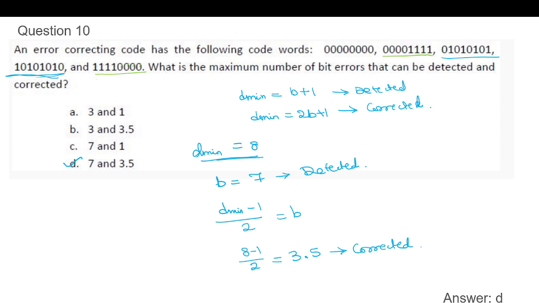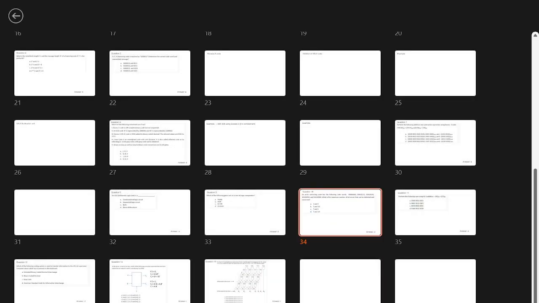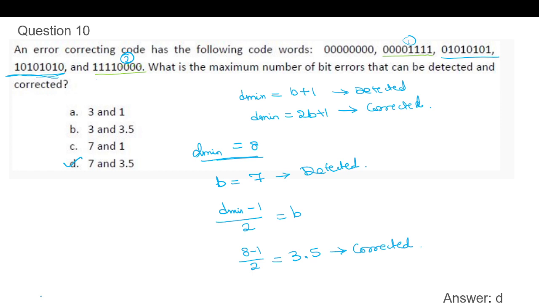Okay. So with this, we have to find d min for the given code. The minimum Hamming distance between this number and this number is the number of ones you get when you perform the bit by bit XOR and add it. So you will get 4 ones plus again 4 ones, so it is 8. And again, if you perform the bitwise XOR between this number and this number, again you will get 8. So with this we can say d min is 8.